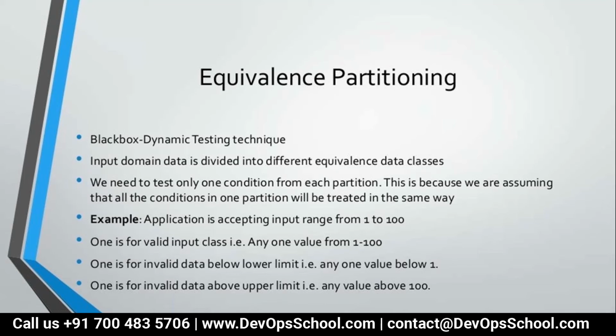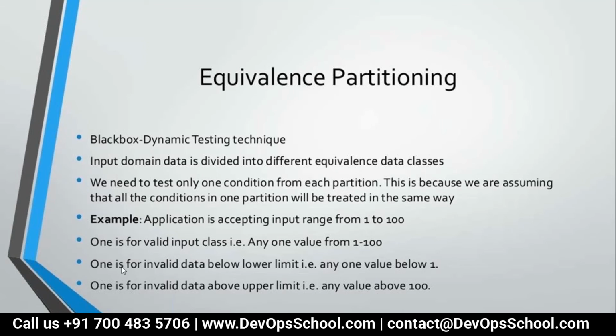Okay, so similarly let us take an example. The application is accepting input range from 1 to 100. One test case is for valid input, that is any value from 1 to 100 I can test, right? I'm not going to test 1, 2, 3, each and every value. 100 inputs I'm not going to do. I'm going to take only one value.